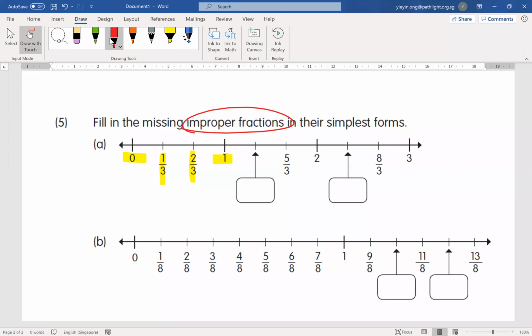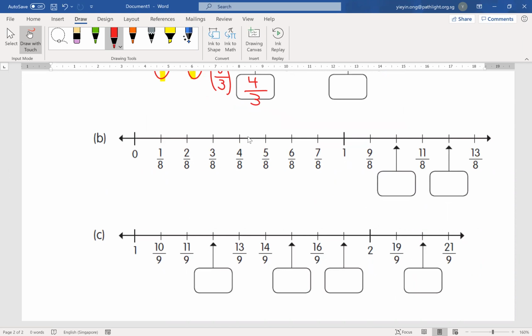In this case, 1 whole is 3 out of 3. So you have 1 out of 3, 2 out of 3, 3 out of 3, and the next one will be 4 out of 3, 4 thirds. Okay, so you continue to fill in the blanks. Okay, don't forget to write the fraction in its simplest form. You can do one more for the rest of the questions.